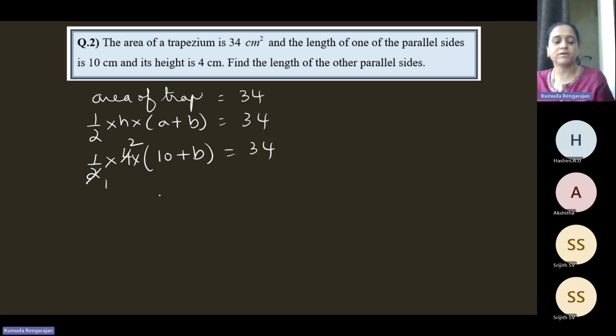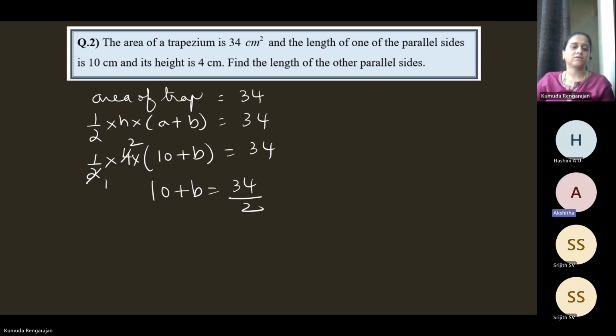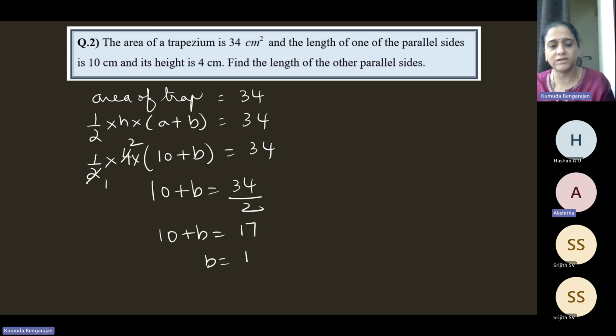Then next step. 2 into 10 plus B equals 34, ma'am. No, bring the 2 for division. 10 plus B is equal to 34 by 2. Bring this 2 for the division to the other side. Oh, okay, ma'am. Then it will be 17. So B is equal to 17 minus 10, B equals 7. So therefore, the length of the other parallel side is 7, correct? Yes, ma'am. Correct. Very good.